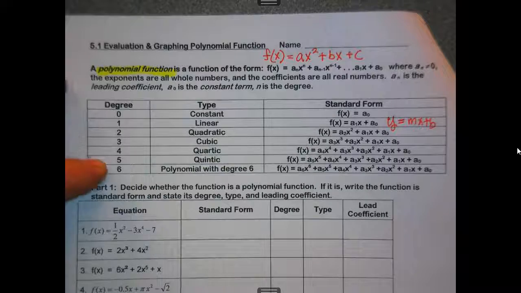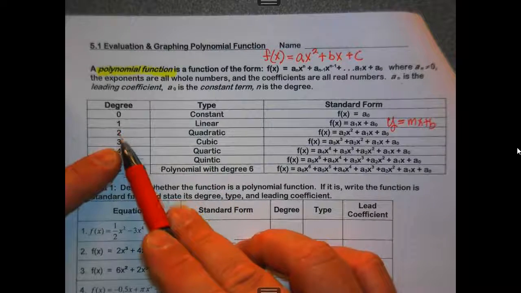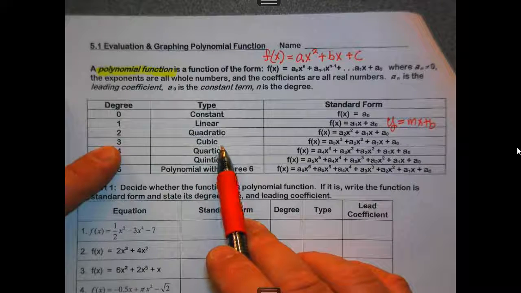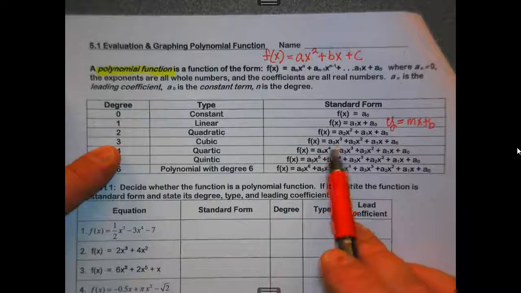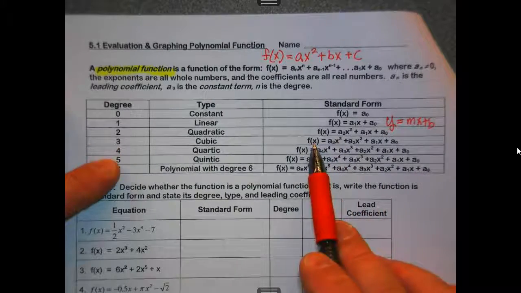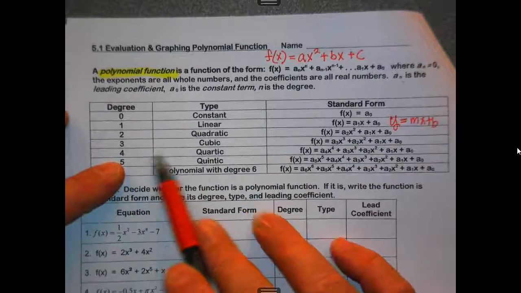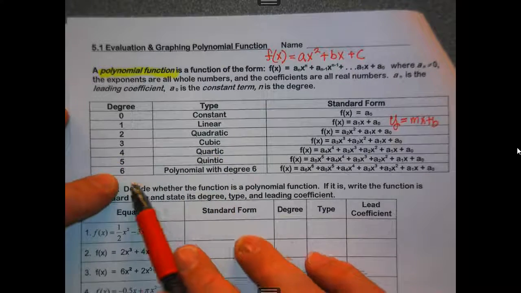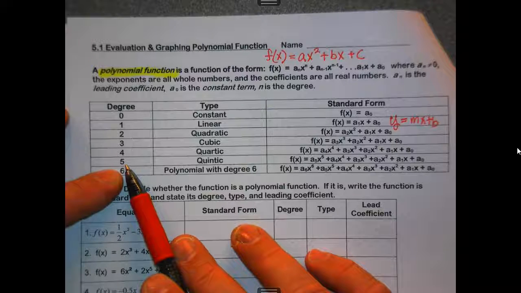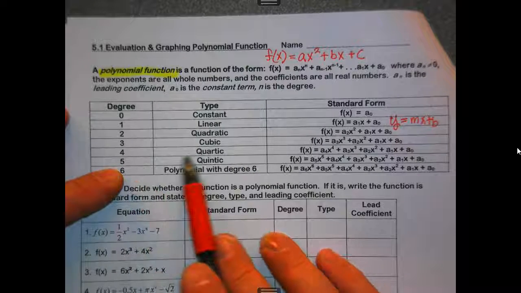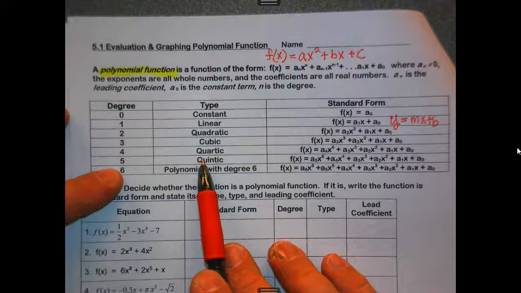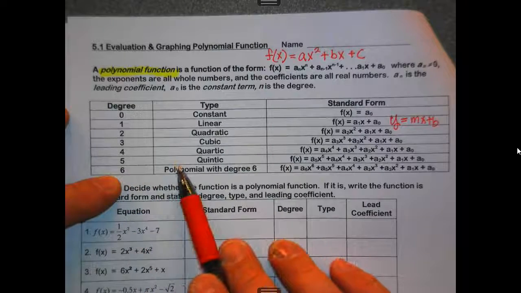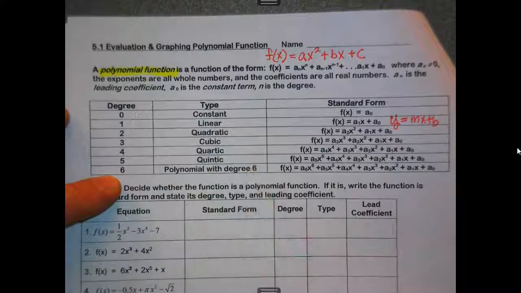If I have an exponent or degree of 3, I have a cubic polynomial function. If I have degree 4, it's a quartic polynomial function. If I have degree 5, or 5 as an exponent for my variable, it's a quintic polynomial function. And anything with degree 6 or more, we just say a polynomial function with degree 6, or whatever degree it is.